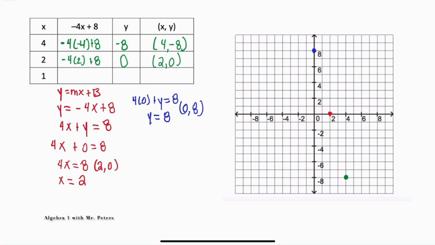Then in the last x value, we have negative 4 times 1 plus 8. So negative 4 plus 8 gives us a positive 4. We know the last ordered pair is going to be (1, 4), which will be right here. So even if you graph by intercepts, you'll notice that you're still going to get the correct answer. Now we draw a line through all these points, and we know that we are correct because they all line up. So this is one thing that you need to know how to do, switching from slope intercept form to standard form and being able to graph by intercepts.